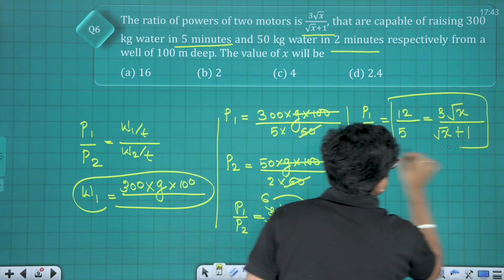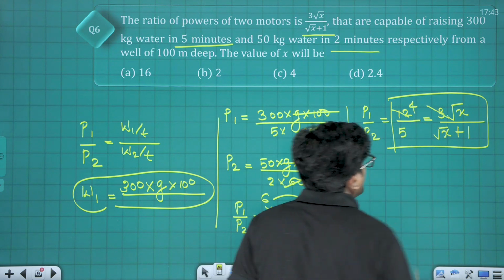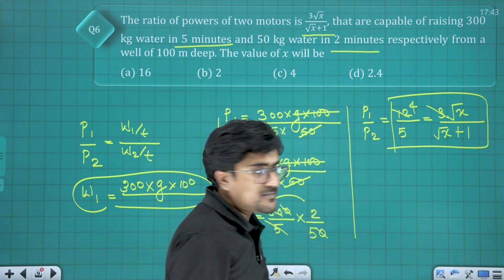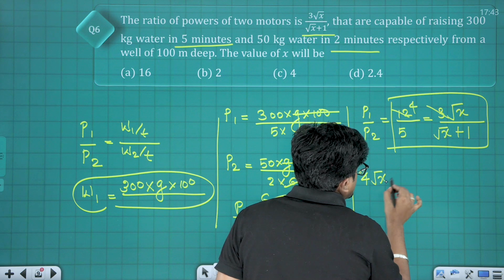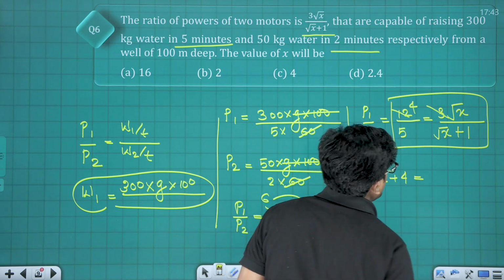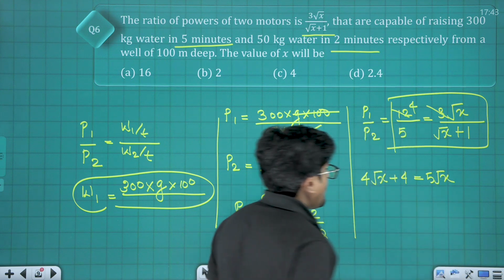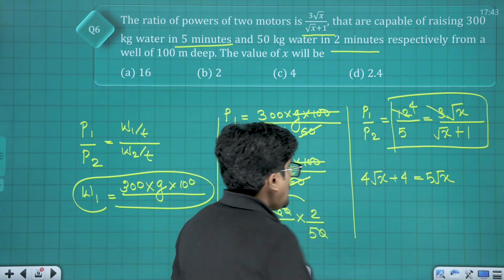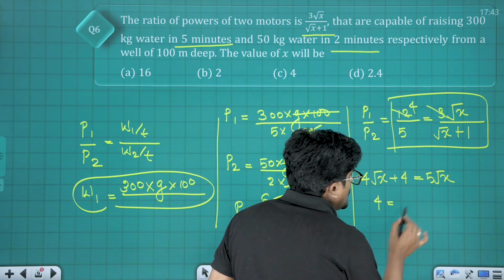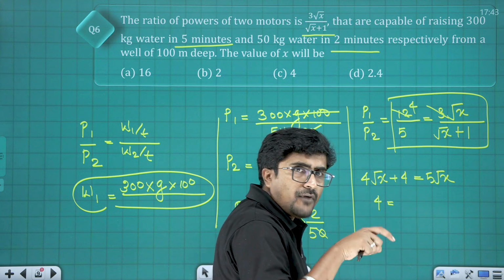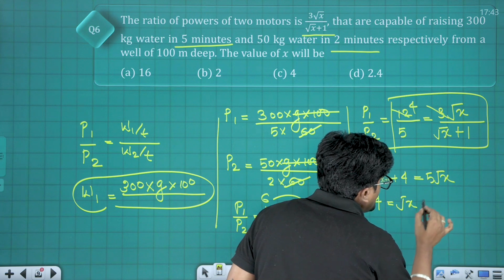Now my focus is only onto this. Here I will consider another cancellation that will leave number 4 here. And if I go for the cross multiplication, on left hand side I am going to have 4 root x plus 4 is now equal to 5 root of x. Isn't it? Now if I take this towards the right, there 4 is going to be 5 root of x, root of x is common, and 5 minus 4 is 1.